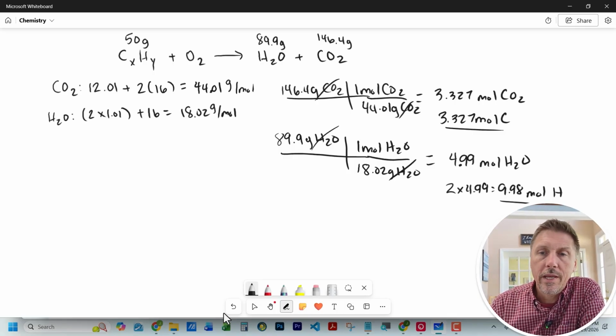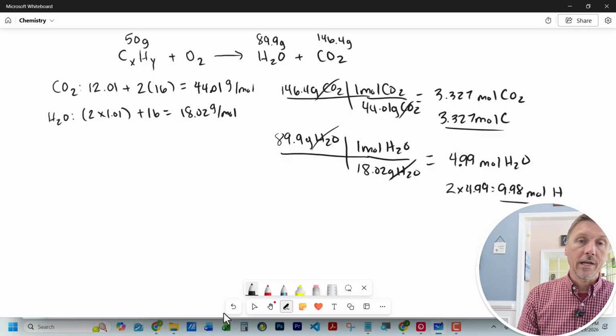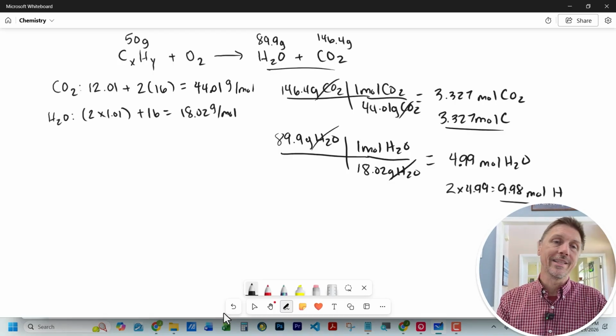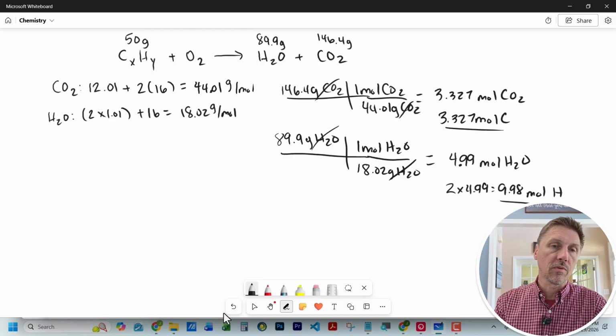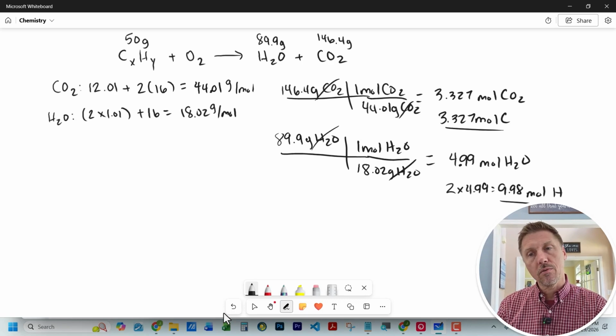All right. Well, that means that if we got 3.327 moles of carbon and 9.98 moles of hydrogen that was produced over here on this side, that's the same amount of moles that we must have had on the left side as well. All right. So we're going to use that value to determine the ratio between the hydrogen and the carbon.